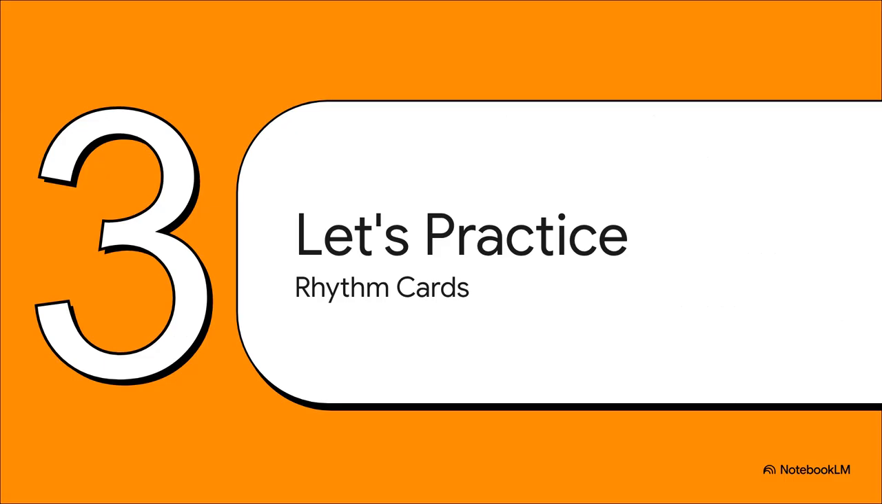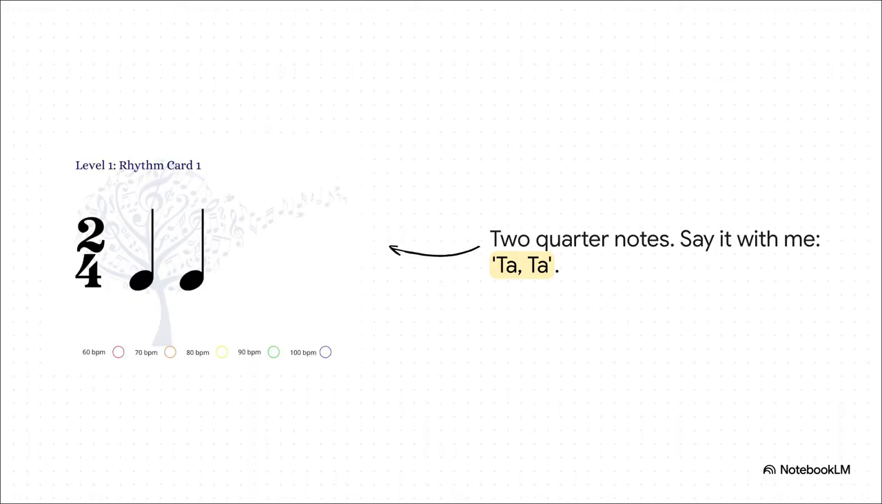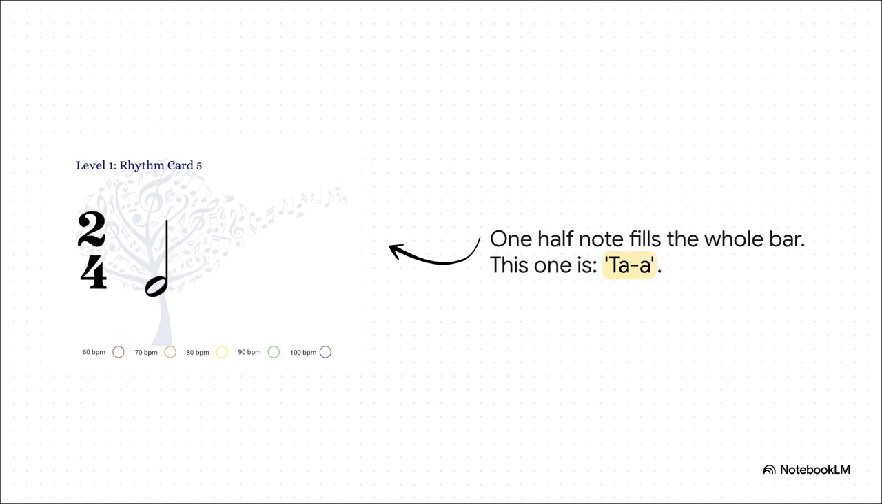All right, enough talk. The only way to really get this is to just do it. So we're going to look at a few simple rhythm cards, and we're going to say them out loud together using our new time names. Okay. Here's our first card. We've got 2 quarter notes, so they fill up beat 1 and beat 2. Using our time names, that is simply ta, ta. You ready? Let's say it together. 1, 2, ta, ta.